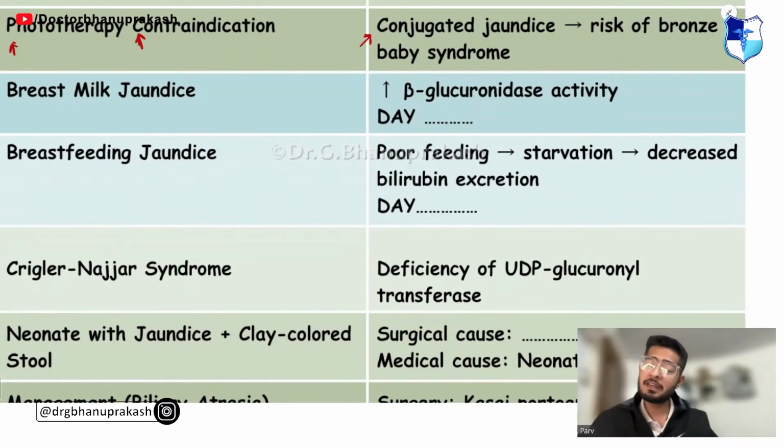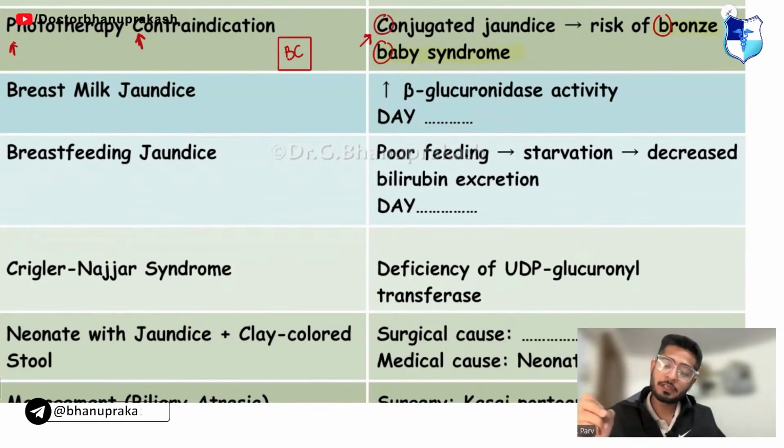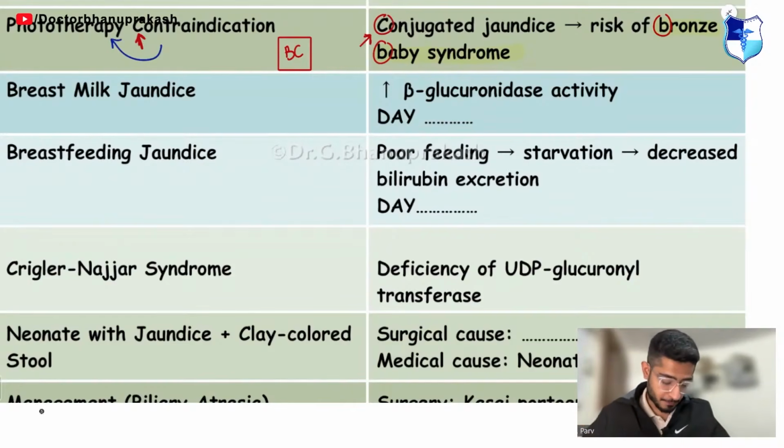So in this patient, if you give phototherapy, the child is going to have a bronze skin that is called bronze baby syndrome. So conjugated jaundice, bronze baby, contraindication. You know that in the alphabet, B and C come very close. So B for bronze, B for baby, and C for conjugated jaundice, and C for contraindication. Contraindication to what? Contraindication to phototherapy.